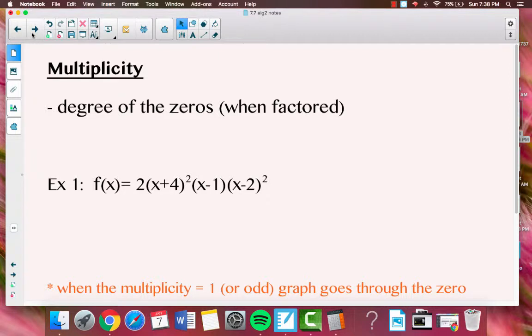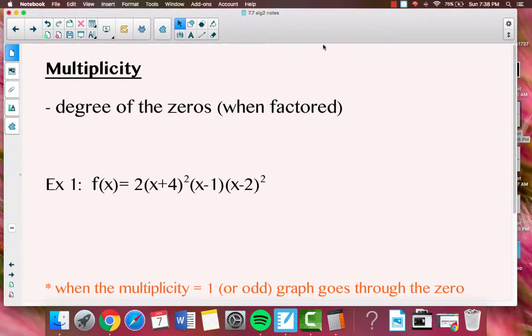So, multiplicity is a new topic. Multiplicity is just the degree of the zeros when you have it in factored form. So multiplicity only applies if you can factor the polynomial. And so that's why I said if you can factor it, you always want to try to do that because it's going to save you a lot of time when you actually have to graph your equations.